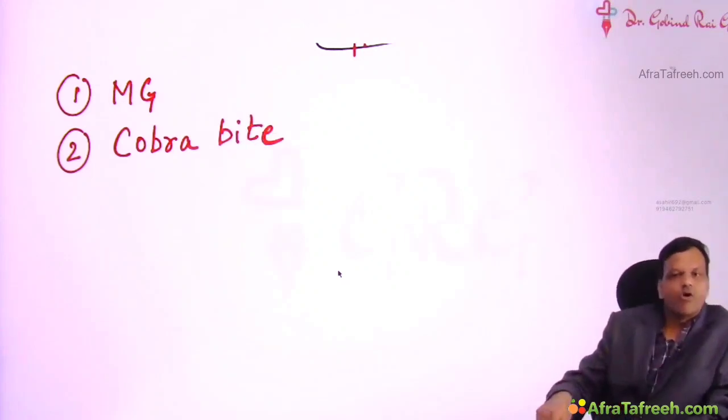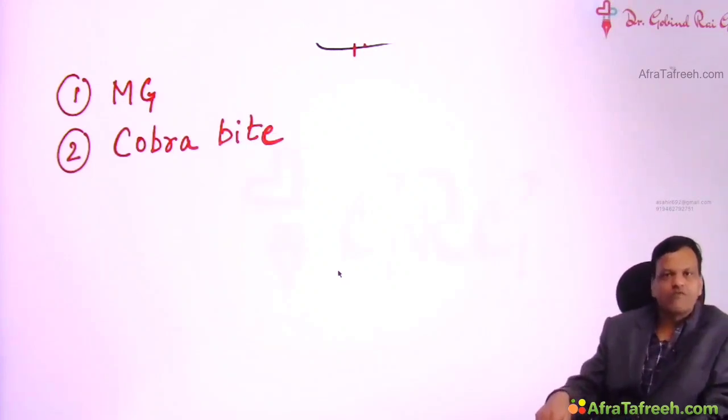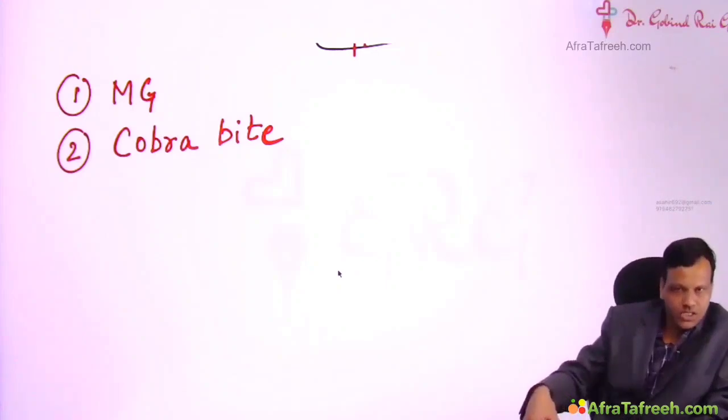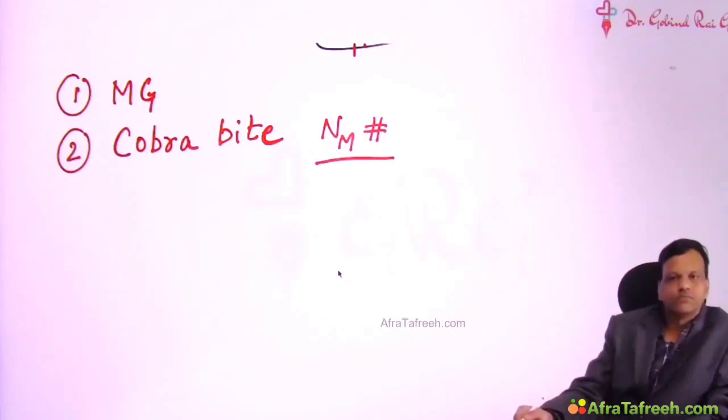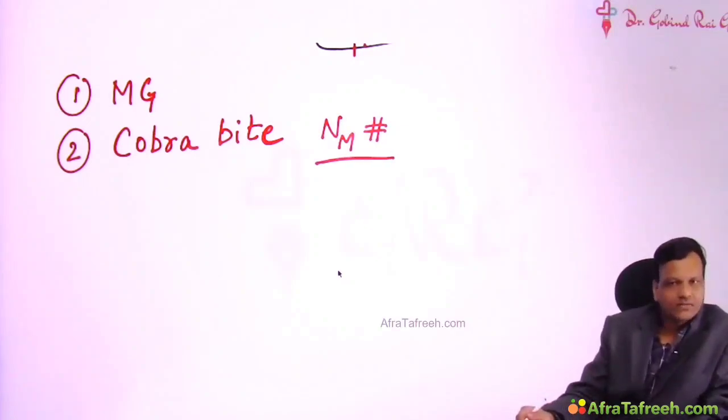Now when the cobra snake bites, the venom goes to the neuromuscular junction and blocks NM receptors. So the venom will bind to NM receptors and block them. That will lead to muscle weakness.